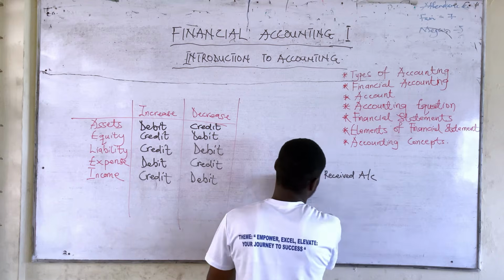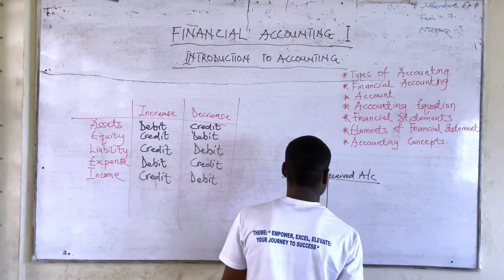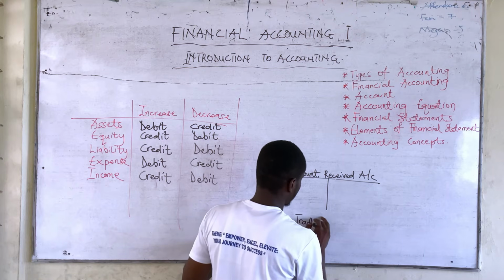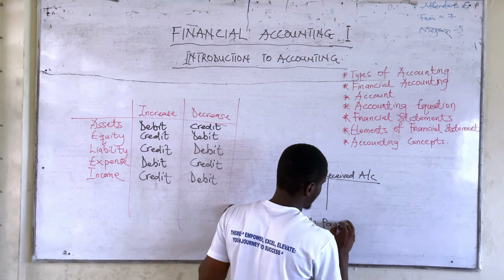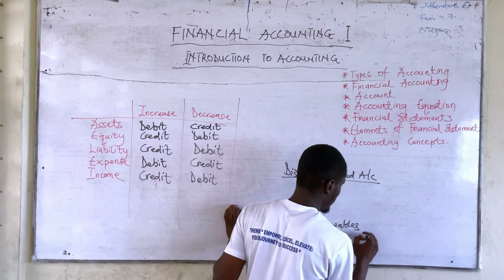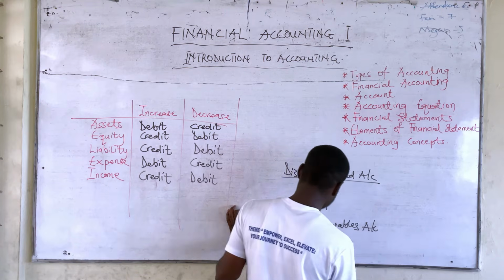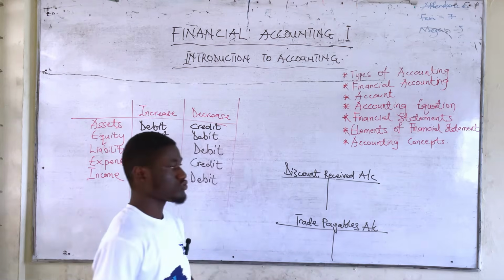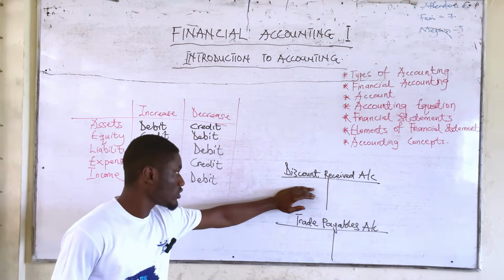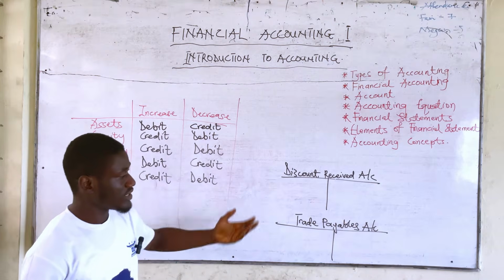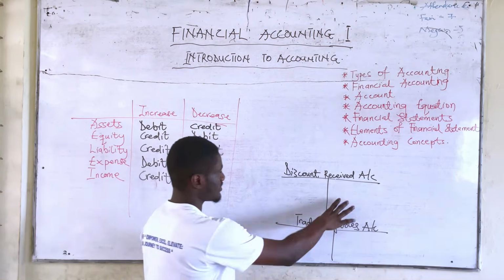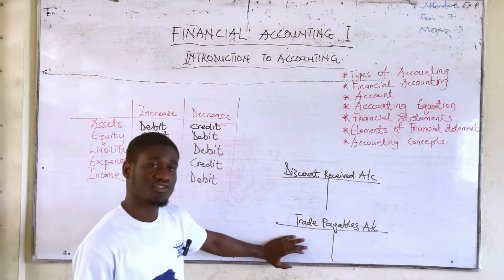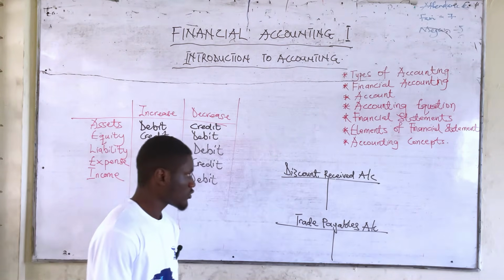Discount received account. So we know that trade payables account will also be opened because you have to know the person who is going to give you that discount. Good. So in this transaction, the accounts involved are discount received and trade payables. Good.